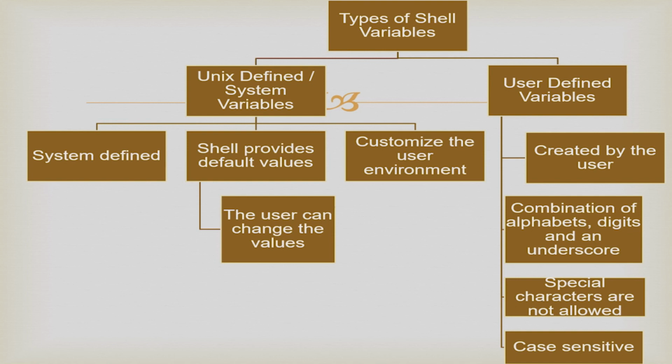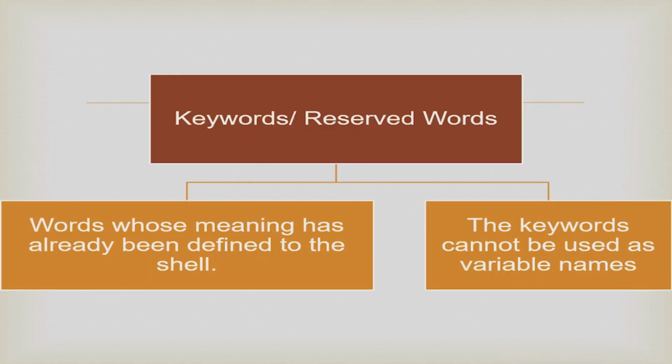Like any other programming language, we have a set of rules to be followed to define a variable name. Keywords are also called as reserved words. Keywords are the words whose meaning has already been defined to the shell and we have to use the same meaning. The keywords cannot be used as variable names.